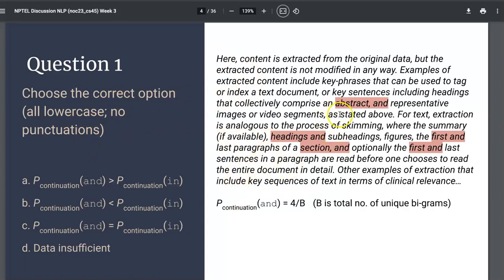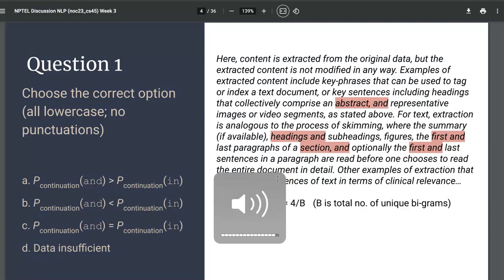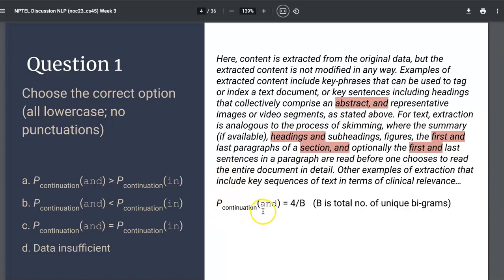So basically the concept is pretty clear. You need to find the distinct bigrams that end with the given word, which for our case is "and" and "in", and you just need to compare those two probabilities. I hope it is pretty clear; I don't need to explain it again and again. You just need to calculate the continuation probability of "and" and of "in", and then you will get the comparison between those two.